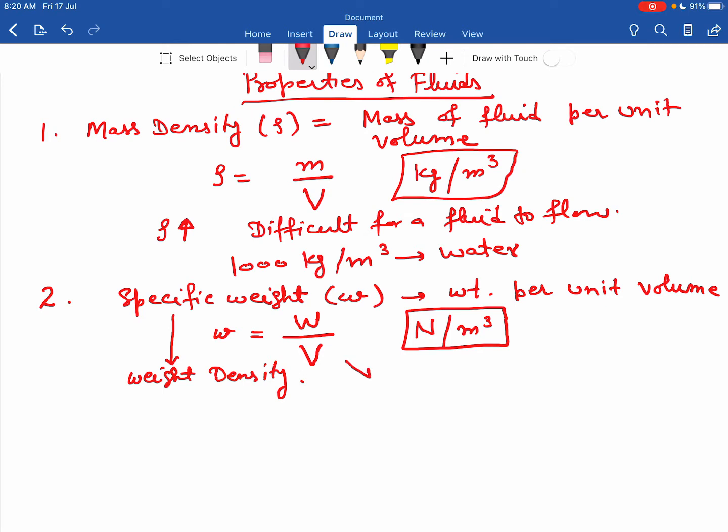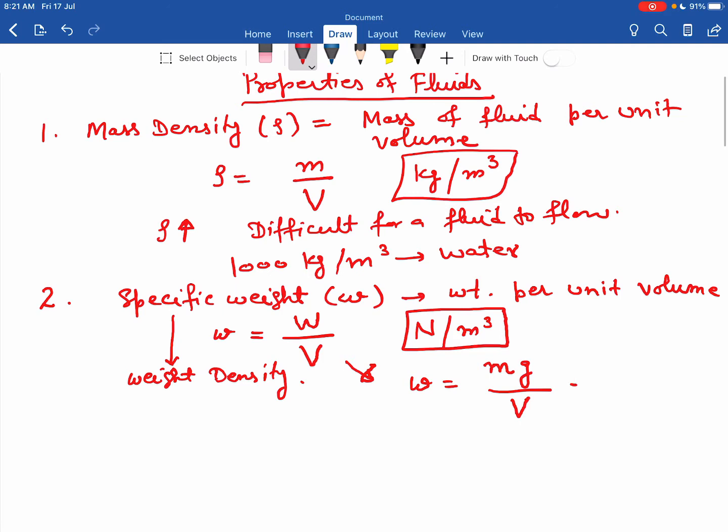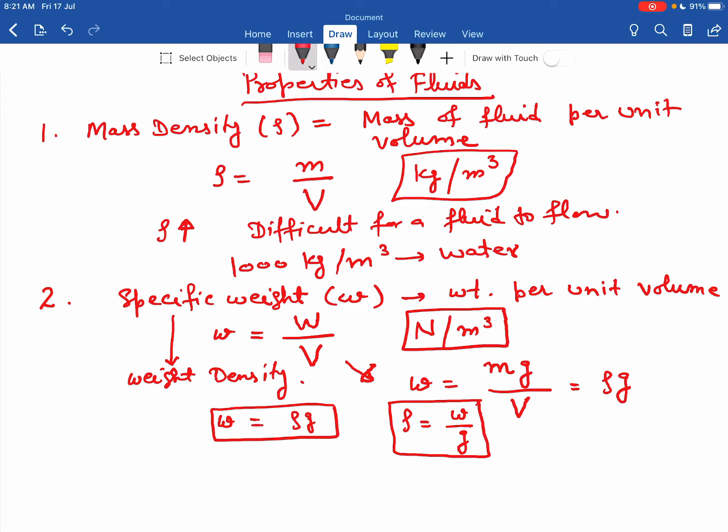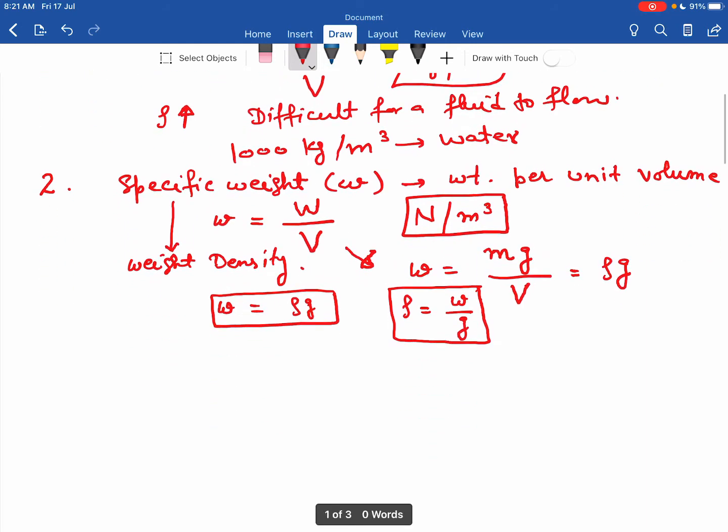So from this formula, we can write w as weight, which is m into g, mass into acceleration due to gravity, divided by volume. So m upon v is rho. So w we can also write as rho g, or rho you can write as w upon g. So this is specific weight or weight density.